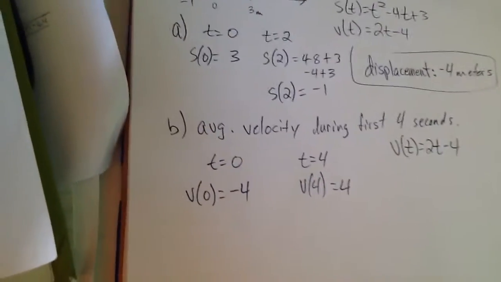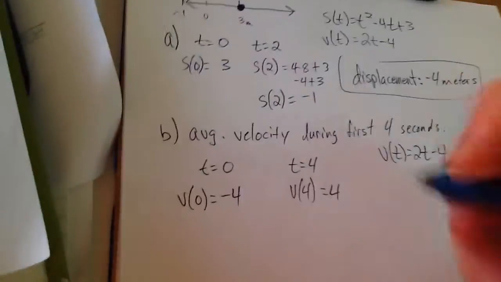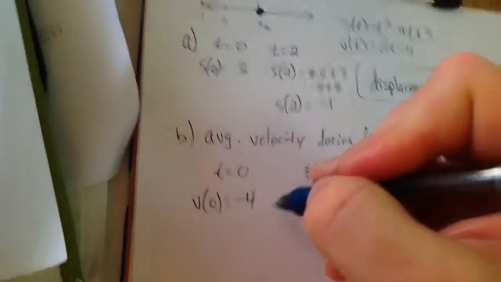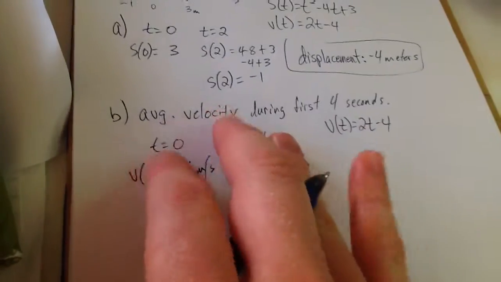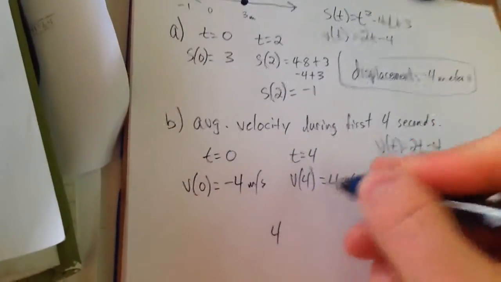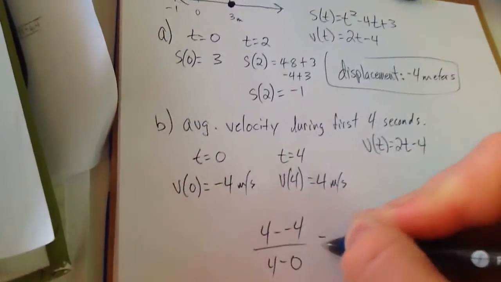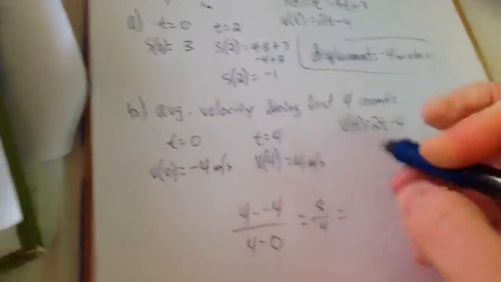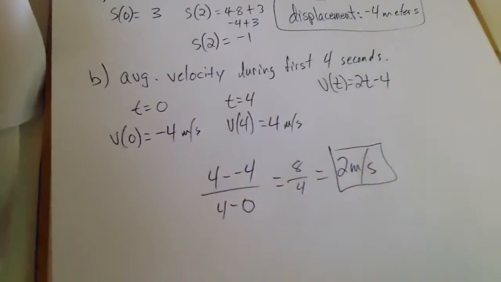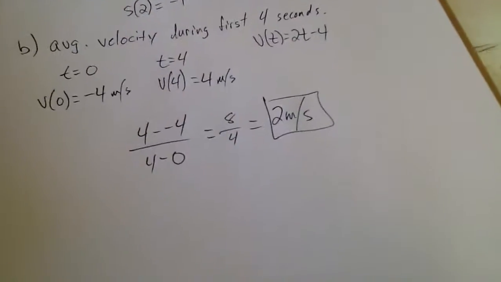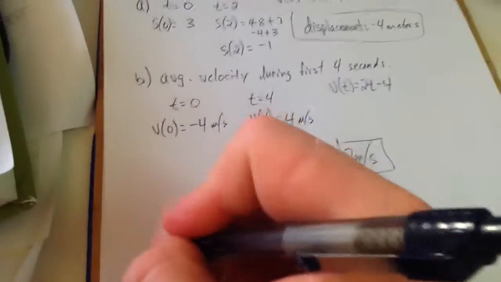So now the velocity at 0 was negative 4, the velocity at 4 was 4. We should put units on these, I guess. So our average velocity is just our change in velocity over change in time. So 4 minus negative 4 over 4 minus 0, we get 8 over 4, which is 2 meters per second, would be our average velocity. What's next? Instantaneous velocity when t equals 4.